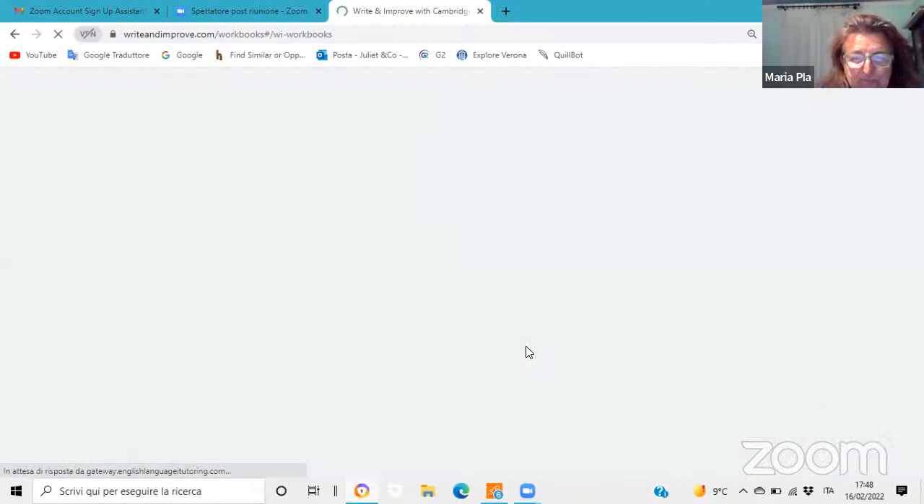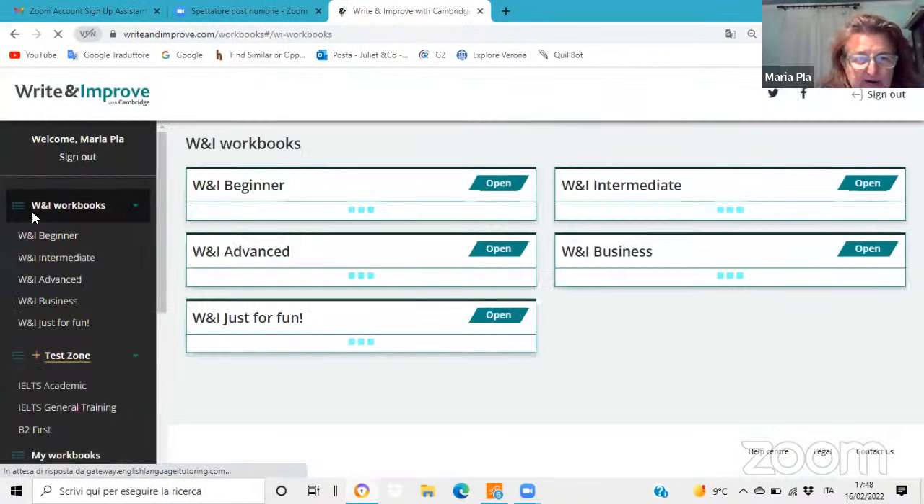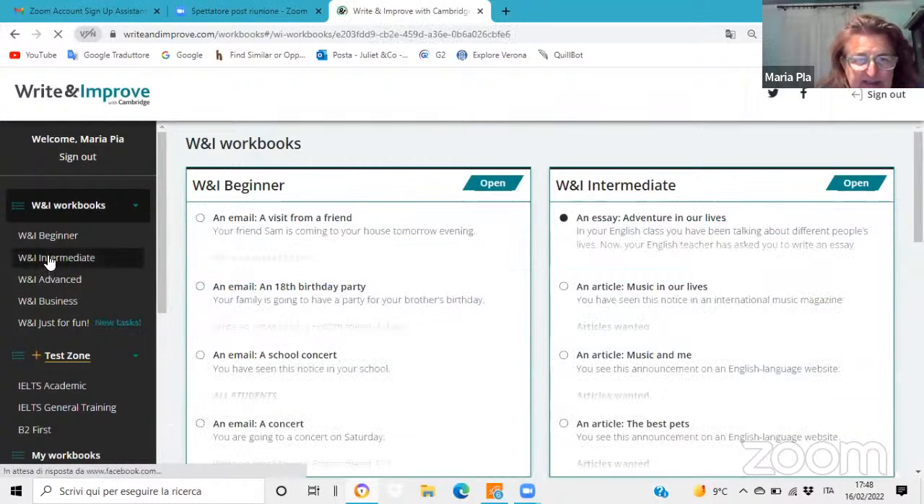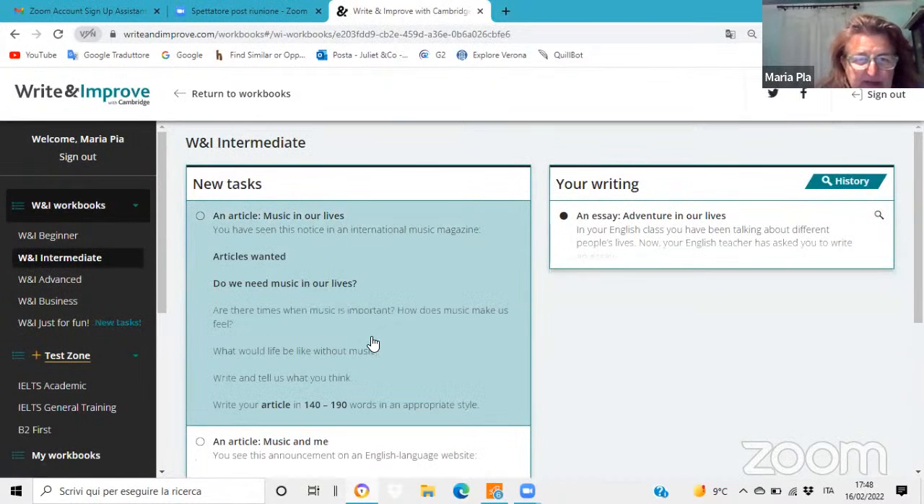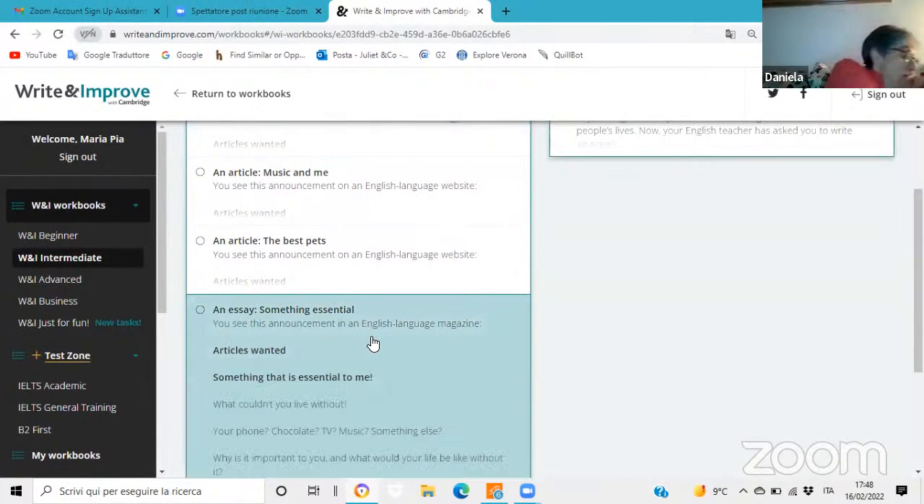So let's take an example, an email, because that's compulsory, mandatory. You have to do that. The second part is a choice between a story or an article, usually a story or an article, but the email is compulsory. So let's start with the email.